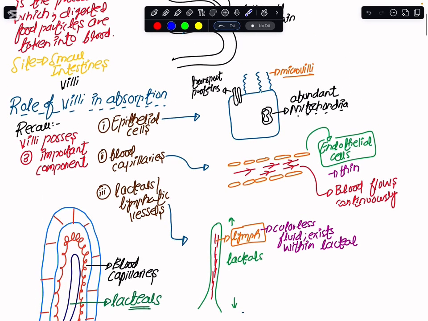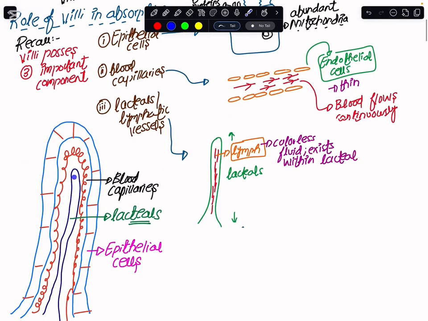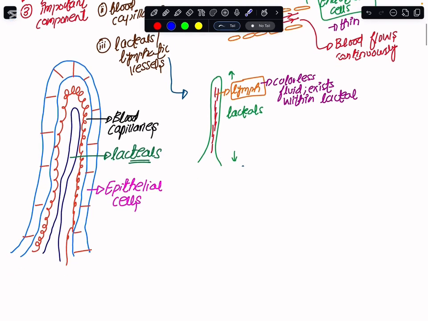For the second thing that I have in these villi, here we have these blood capillaries. These blood capillaries only have a very thin layer of endothelial cells. The word is endothelial. And then at the center, I have these lacteals, and in the lacteals we have a colorless fluid within them, and that is the lymph. And now we would relate how the structure of the villi is adapted for the absorption process.